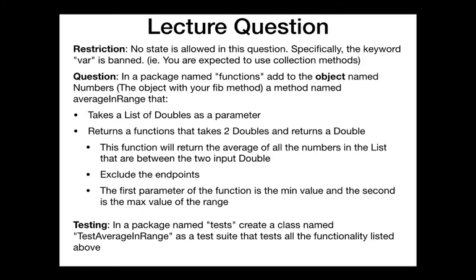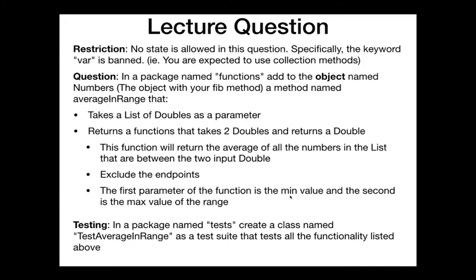So we're going to return a function, and that function is going to compute the average value of all the values in the original list that are between the two input values. So we want to find the average of the values in this list that are between these two doubles, where the first parameter is the min value, and the second parameter is the max value, excluding the endpoints, though I'm not testing you at the endpoints, so just don't test at the endpoints, you'll be fine with that.